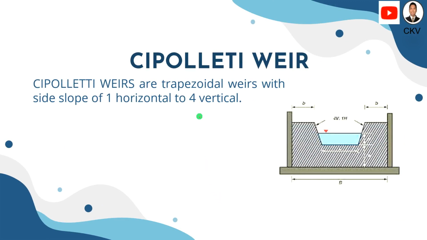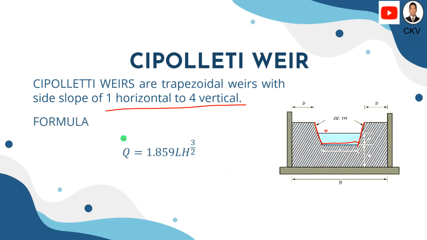Next, the Cipolletti weir. Cipolletti weirs are trapezoidal weirs with a side slope of 1 horizontal to 4 vertical. So here's a Cipolletti weir. It is trapezoidal in cross section. We have a formula of Q equals 1.859 L H raised to 3/2. This is for SI units.